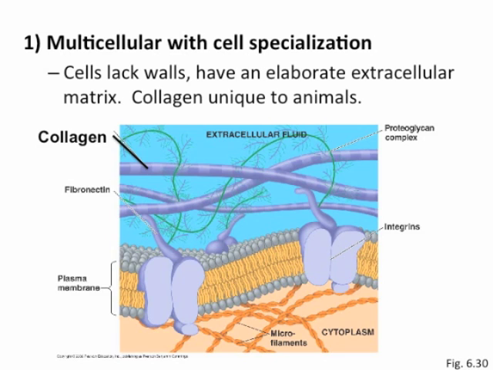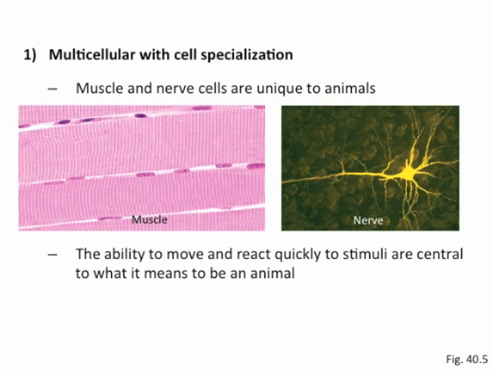Okay, there's also, in addition to this, that it's multicellular, lacks cell walls, has extracellular matrix rather than a cell wall, and collagen is one of the components that makes up a lot of that extracellular matrix, there are two types of cells that are only ever found in animals. These are muscle cells and nerve cells. So most animals have these two, not all of them, but most animals have muscle cells and nerve cells.